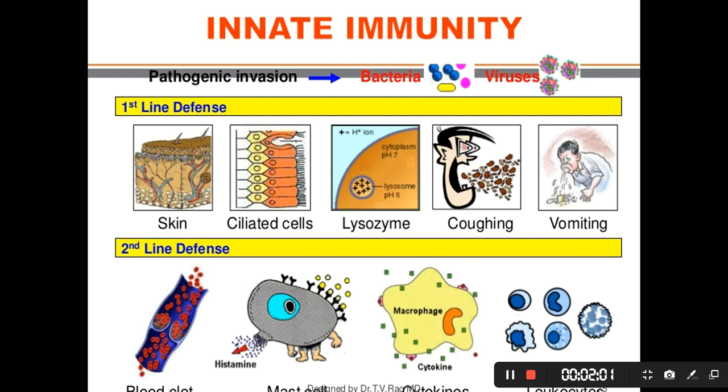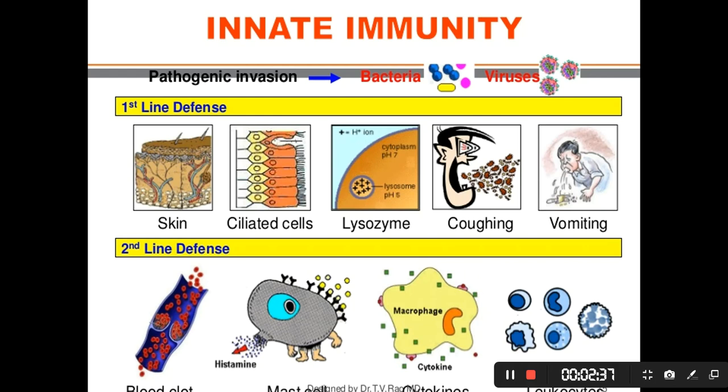Lysozymes are in the cytoplasm of our cells, and they are part of the organelles of the cell which help in destroying microbes. They contain all those enzymes which can destroy the microbes. And coughing and vomiting are reflexes. Whenever you have any bad smell or any smell which is irritant to us, we start coughing immediately. If we eat some food which is not good for our body, it is going to vomit out all the food that is not good. So that is also considered a part of our first line of defense mechanism.